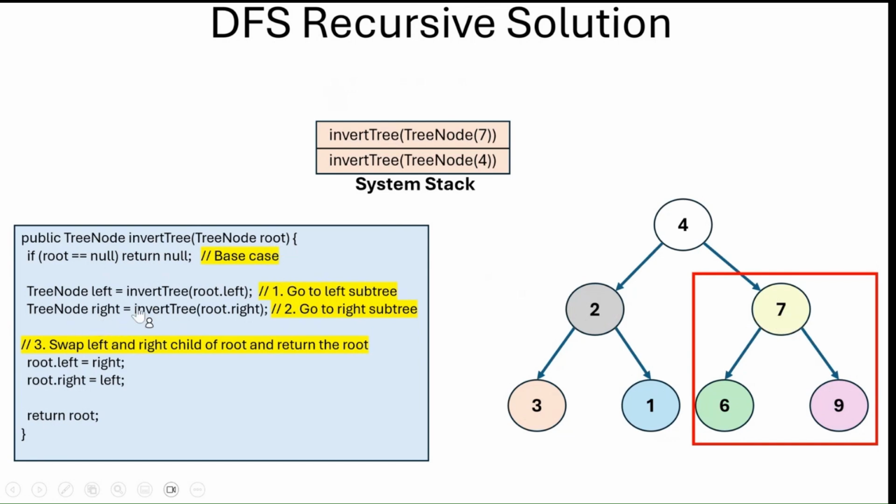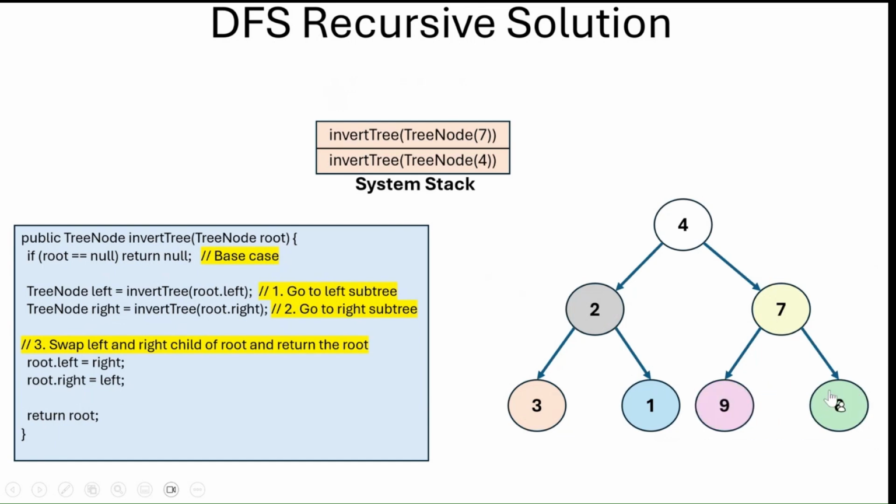So we'll store the node 9 reference into the right variable because we are coming from the right side. Now it will swap here. What is the right variable? It is the reference of node 9. It will be stored on root.left, which is 7.left. And the left variable contains the reference of node 6. It will be stored onto root.right, which is 7.right.